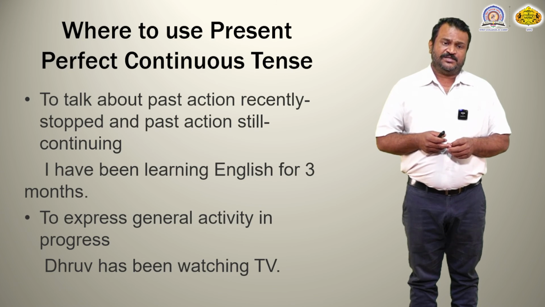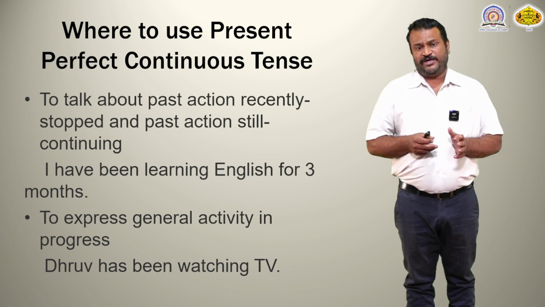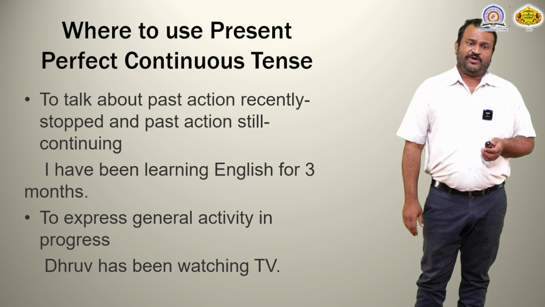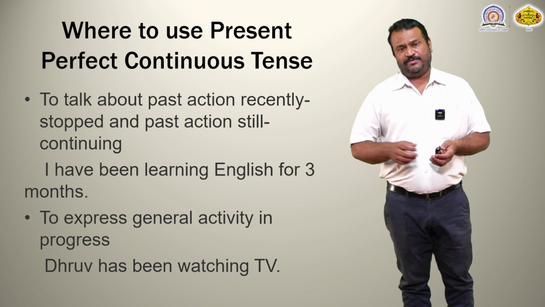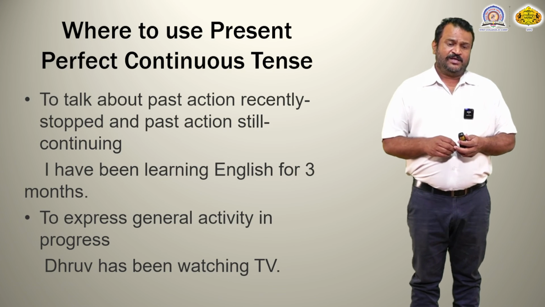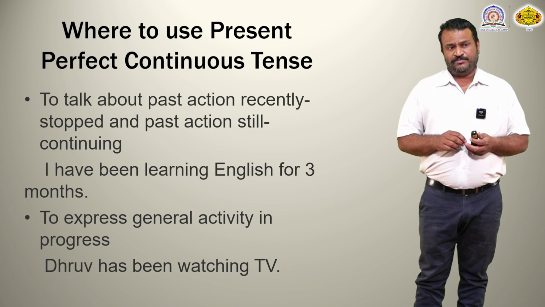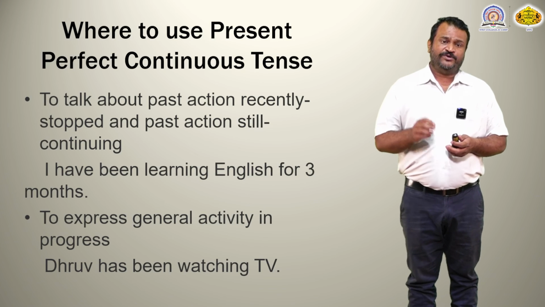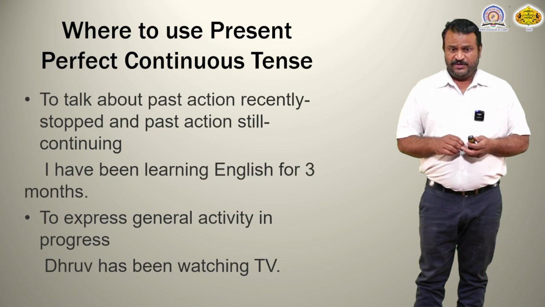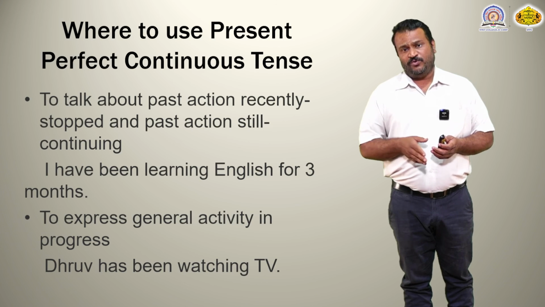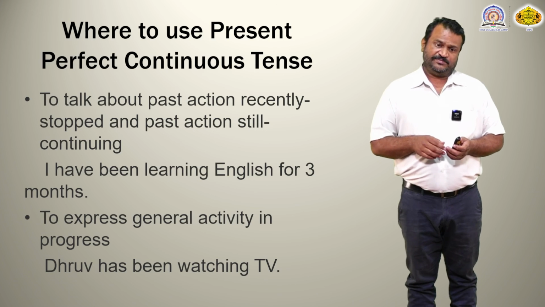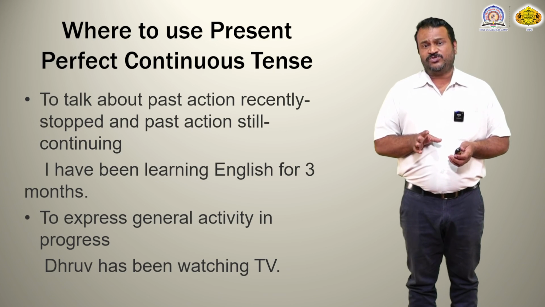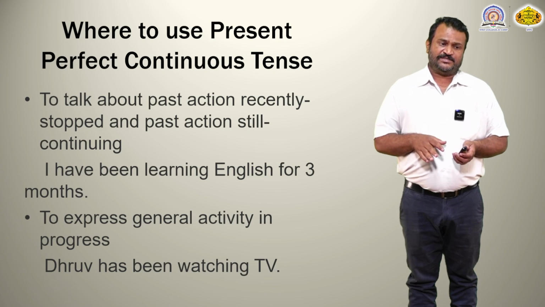Present perfect continuous tense is also used to express a general activity in progress. For example, Dhruv has been watching TV since 10 o'clock. When you saw him 2 hours ago, he was watching TV. Now, when you look again, he is still watching. So this is the use of present perfect continuous tense.